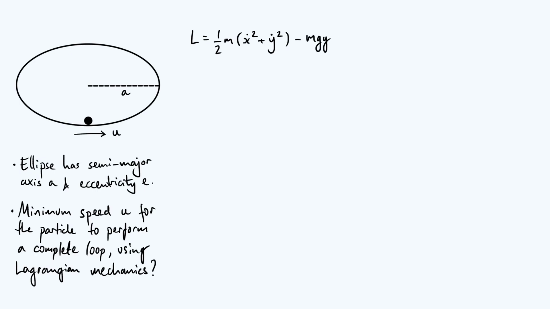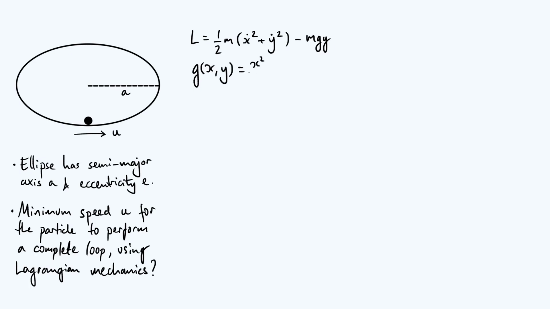Now, the way you deal with constraints in Lagrangian mechanics is by setting up a function of the coordinates, which is always supposed to be equal to 0. I have a whole video going through the general method for that if you're not familiar with that. But here our constraint function, let's call it g of x and y, would basically be something that comes straight from the Cartesian equation of an ellipse.